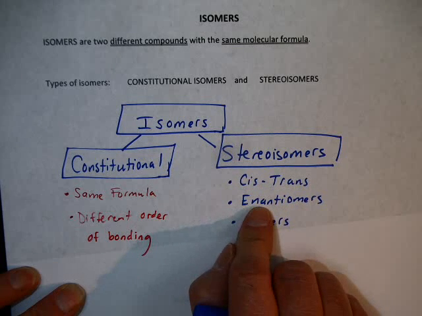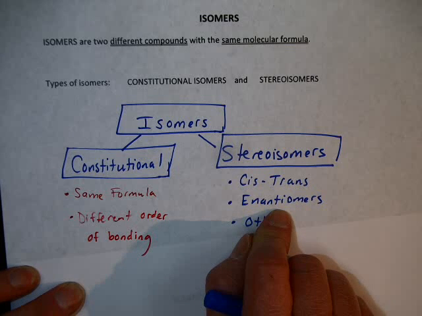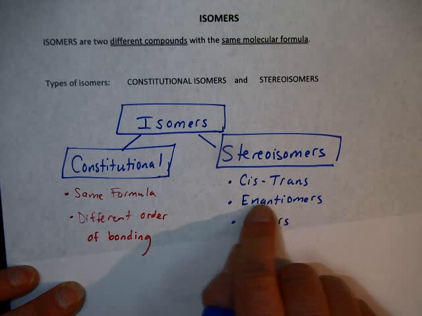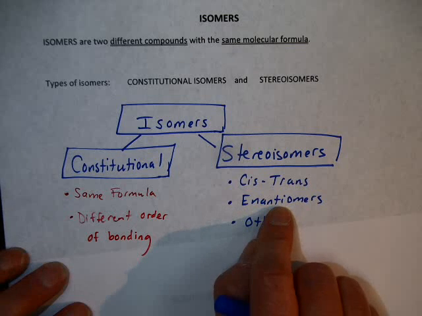Now let's take a look at the second type, enantiomers. This one actually is broken into a couple different videos. This is a trickier, more complex topic, but we will take it bit by bit.